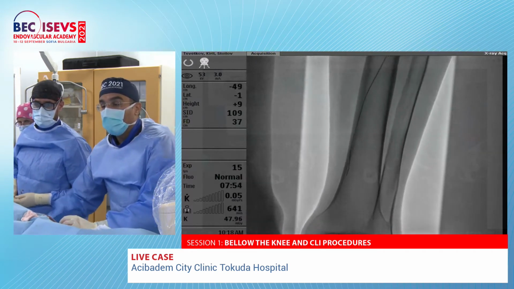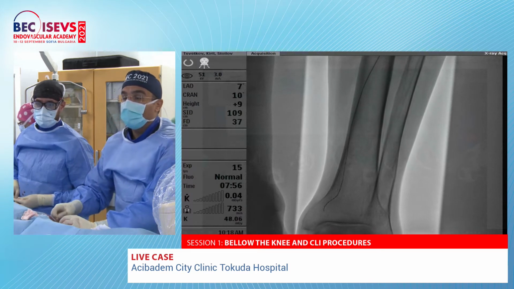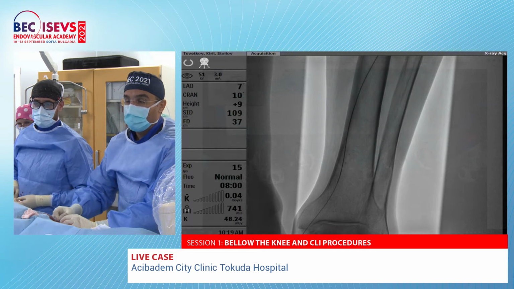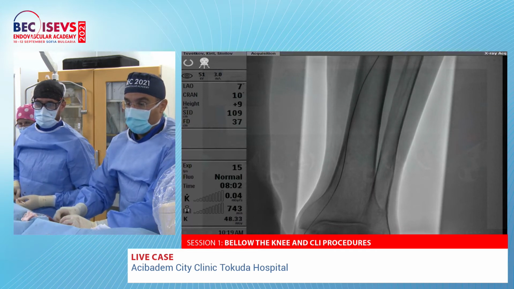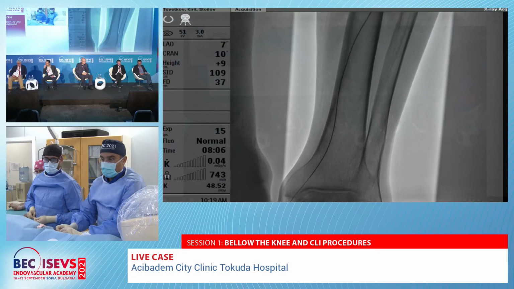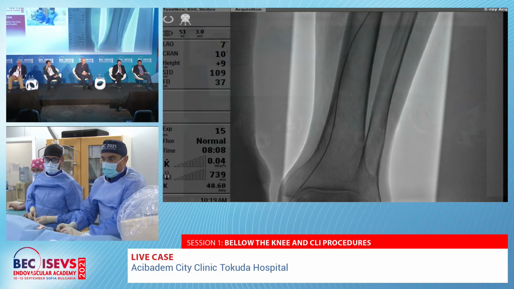Then you feel safe ballooning over this wire? Yeah, because you are now in the distal part of the posterior tibial artery.